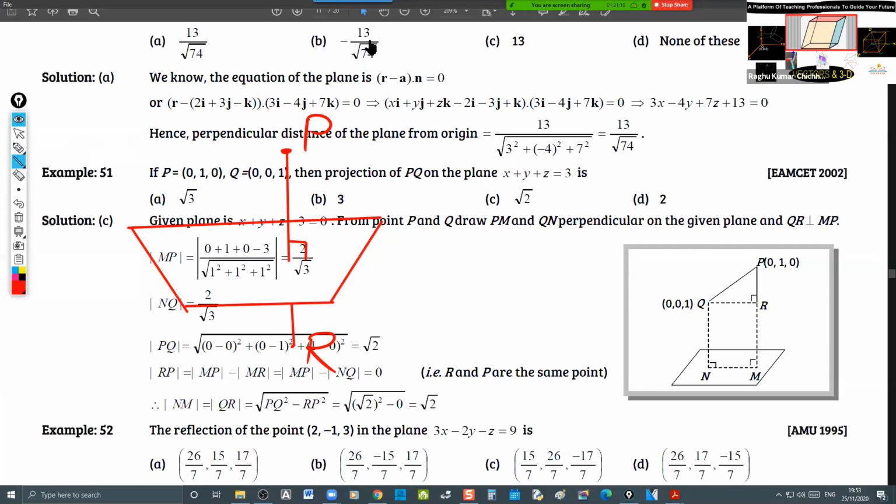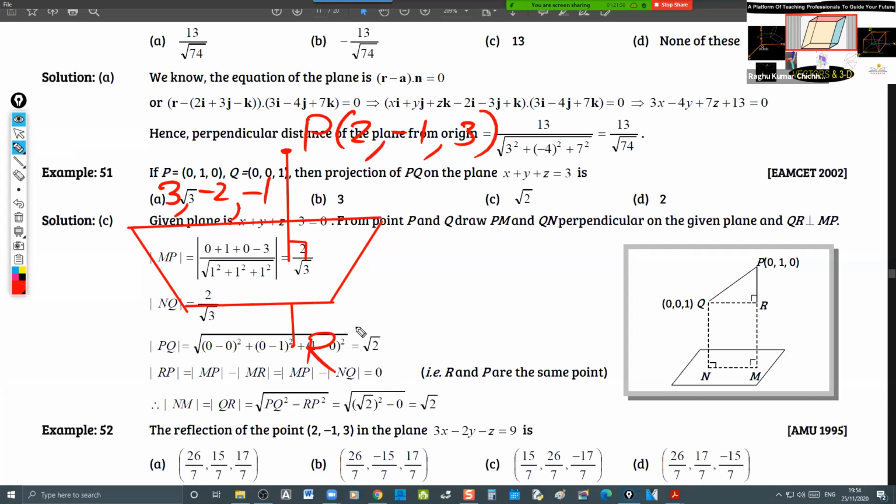Okay, so let me write the point P here. P is 2 minus 1 3. And the DRs of the normal to the plane is nothing but 3 minus 2 minus 1. This is a normal, and its DRs are 3 minus 2 minus 1. Now, this R is in the options. So, if they are proportional, you can say that is the answer.